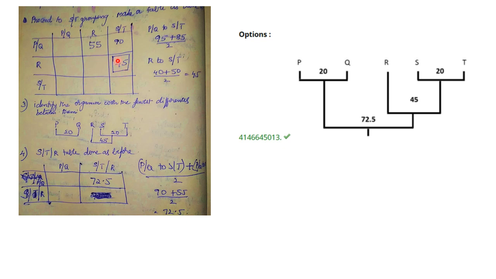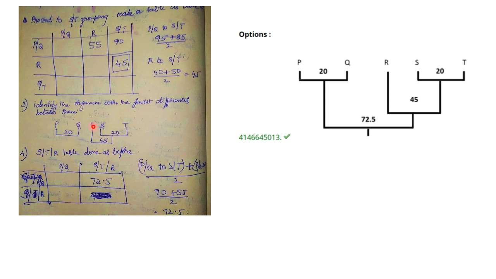Now what you have to do, the next step, identify the organism with the fewest differences between them. So here as per this table it is 45 which is having the fewest difference, and that is ST to R. So you have to draw a grouping like this. From ST draw a line, it will be 45.